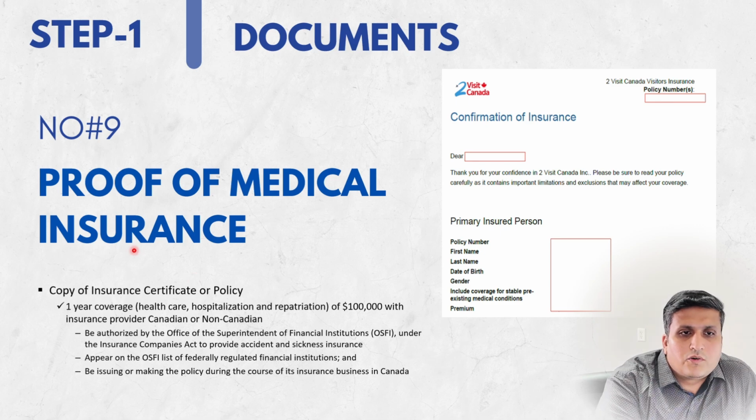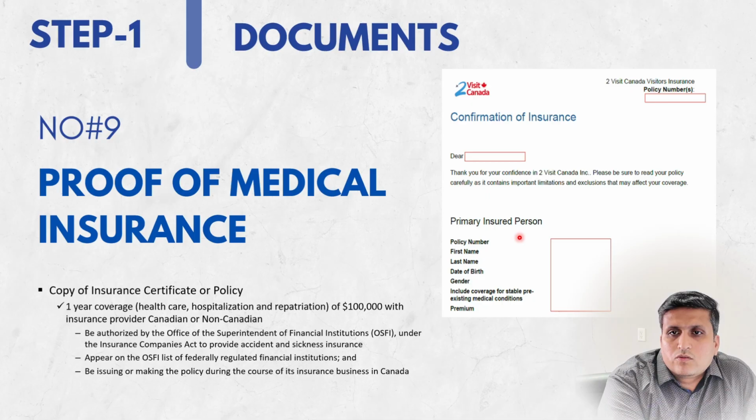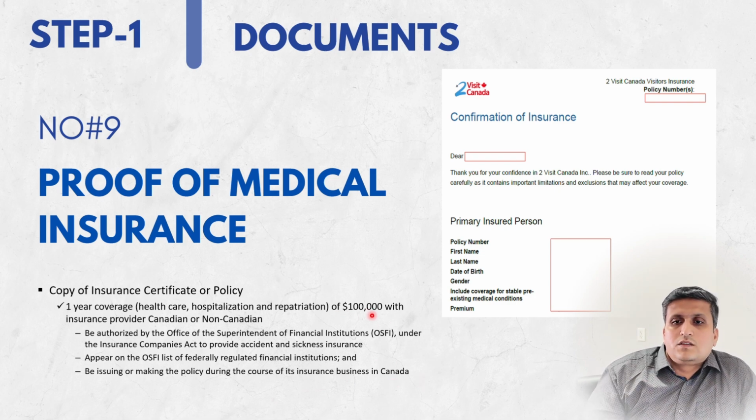Now next, one of the important ones is the proof of medical insurance. The most important criterion here is that you have to purchase the medical insurance before you apply, and we will need to submit the confirmation of insurance while submitting the application. It has to be from an authorized insurance provider. It can be Canadian or non-Canadian, but it should appear on the list of OSFI, which is the Office of the Superintendent of Financial Institutions, and they can issue the policy for insurance business in Canada, and it has to be for $100,000 at least. So this will be a 1-year medical insurance that you will have to take.